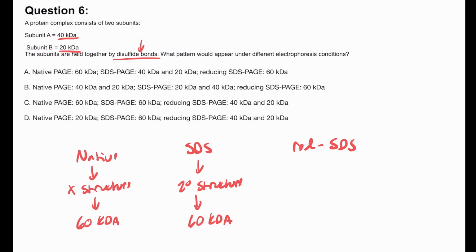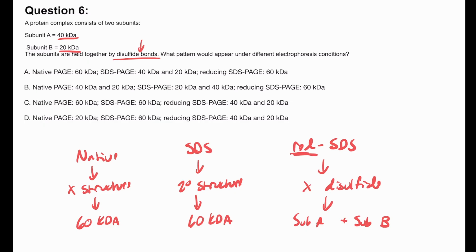And now a reducing SDS-PAGE. Remember, reduction destroys disulfide bonds and oxidation forms disulfide bonds. So if we destroy disulfide bonds, that means we're expecting to split up subunit A and subunit B into two individual things. We're cutting those disulfide bonds holding them together, so they're just going to split up. And because they're different sizes, they're going to migrate differently on an electrophoresis gel.